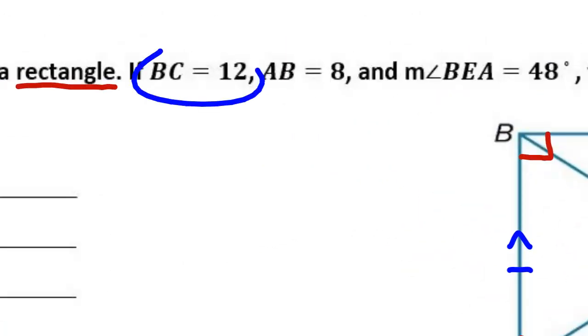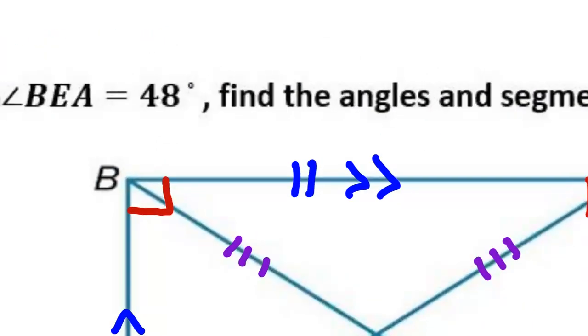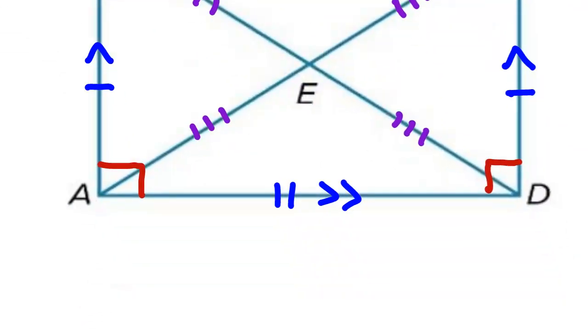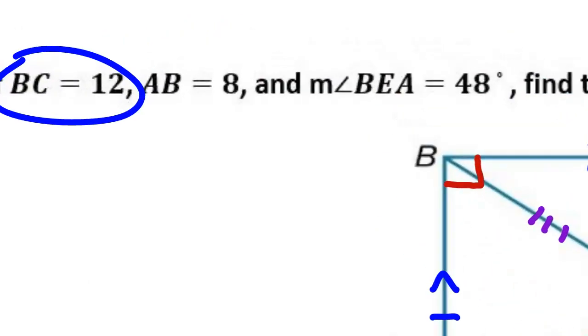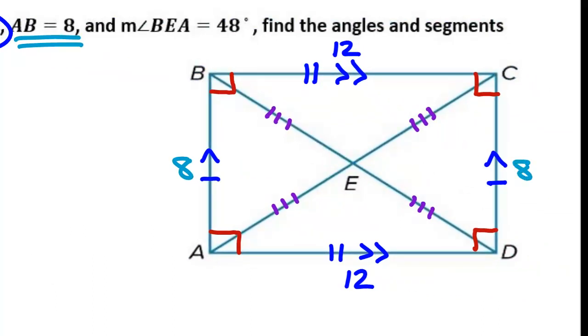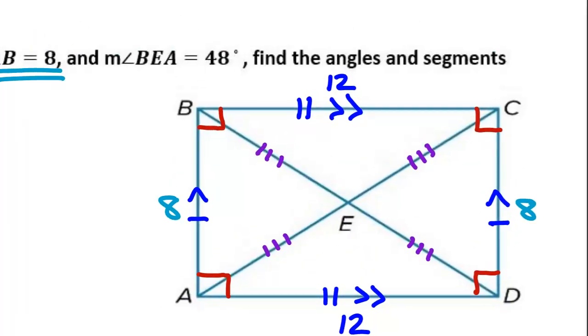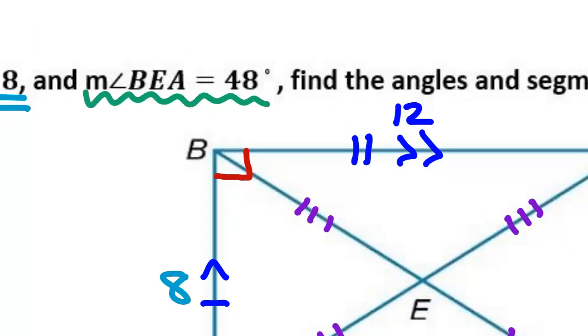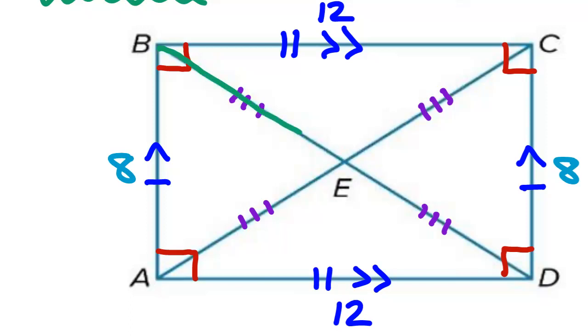They tell me that BC is 12, so I'm going to add that to my picture. Well, if BC is 12, what else is 12? AD is also 12, so I can go ahead and add that. Tells me that AB is 8. Well, if AB is 8, what other side is 8? CD. And then they tell me that the measurement of angle BEA is 48 degrees. BEA. So this angle right here is 48 degrees.